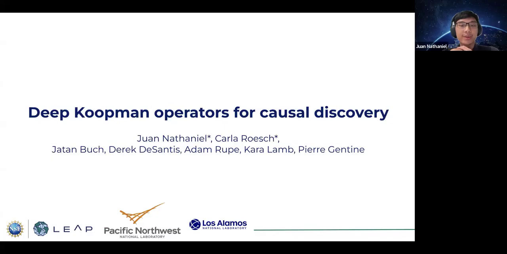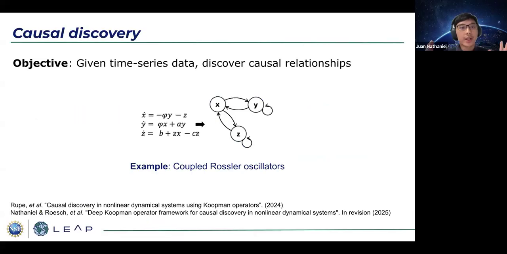I think the second one is also something that we are very excited about, where I mentioned earlier, one of the benefits of having this Koopman operator is the linearity that it endows the problems with. So just to give a very brief overview of causal discovery: given some time series data, you want to discover some causal relationships. Normally it is represented by a graph. So let's say this is a simple coupled Rössler oscillator. You have it in the form of an ODE, and then you can transform it into a graph.